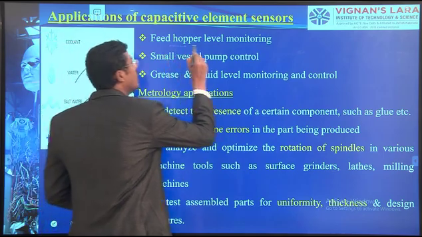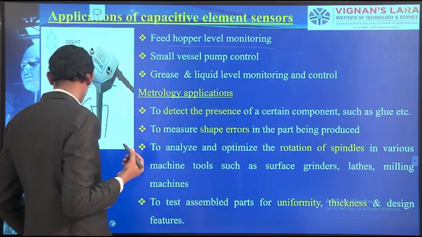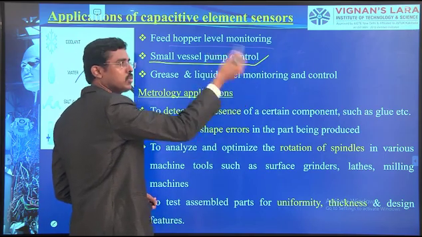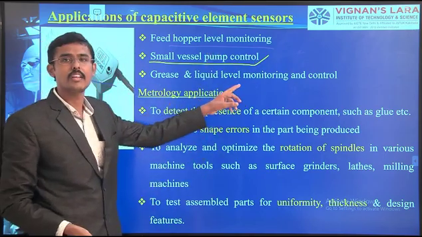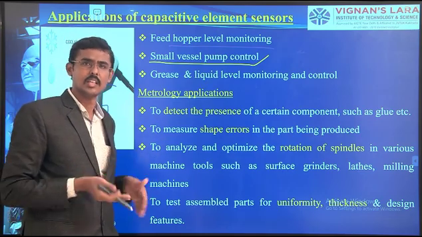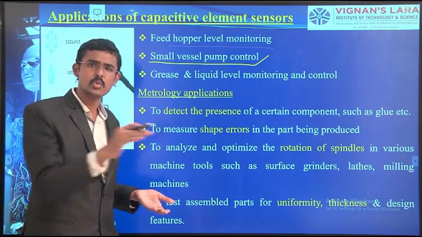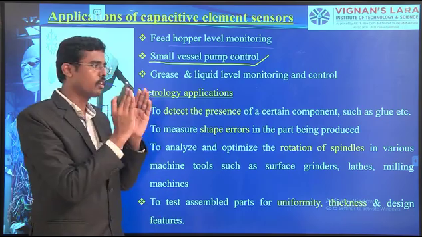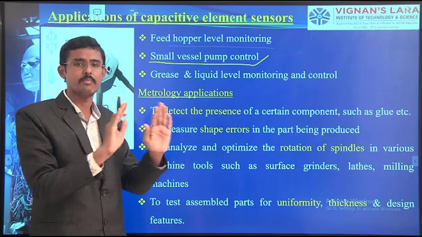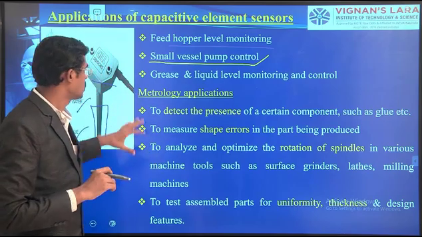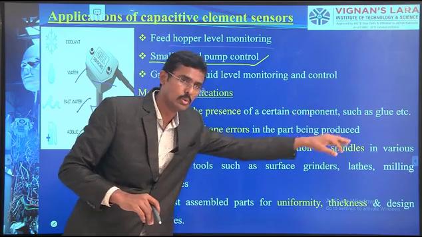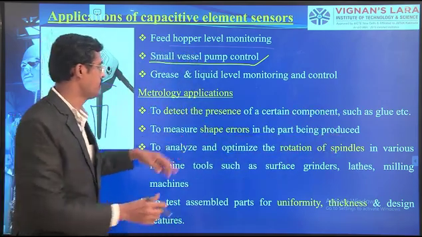A few points we see. Feeding a hopper level, a monitoring process, right? Another, the small vessel pumps, any water level, the pumps belonging to water. Grease and oil level management. The thing is nothing but a position: increase or decrease, it is a displacement, moves or not moves. It's constant or not constant. Field disturbed or not disturbed. That's the final point we need. So it is used to detect the presence of certain components such as glues, etc. A measure of shape errors.